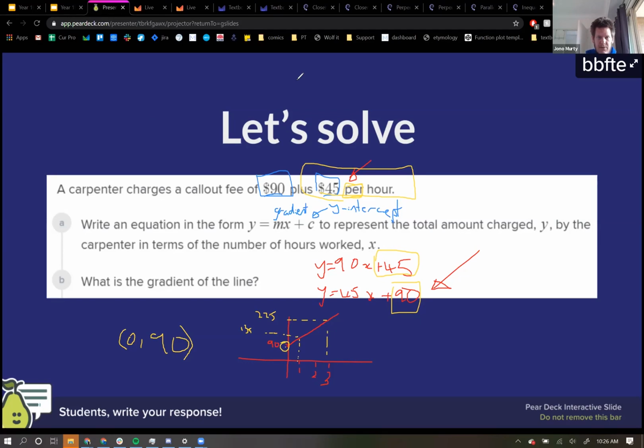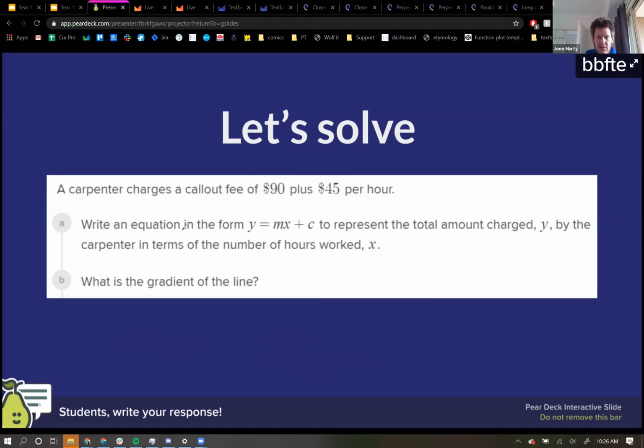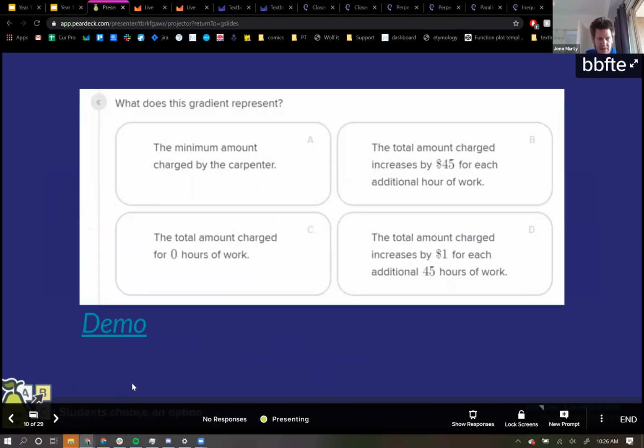I think there's one more follow-up question for this one. We've talked about this, so it should be nice and easy. I think I put the right answers in to choose for this one. What does the gradient represent? Is it the minimum amount charged by the carpenter? Is it the total amount charged? If the wrong choices are in the options, just put it in the chat again.